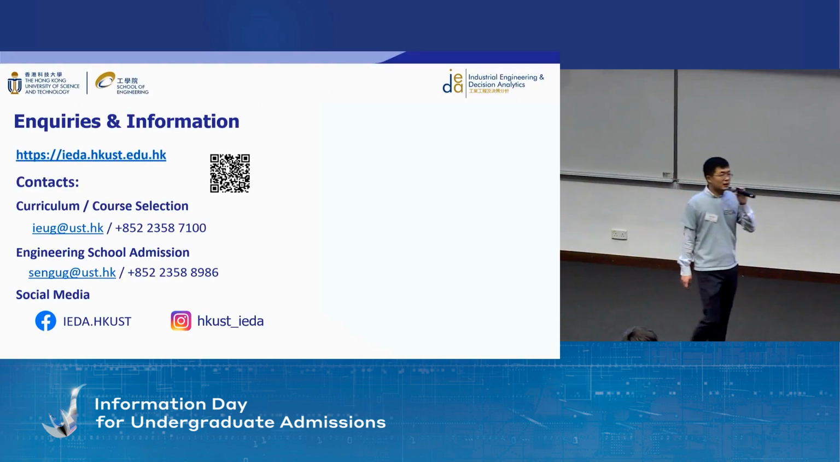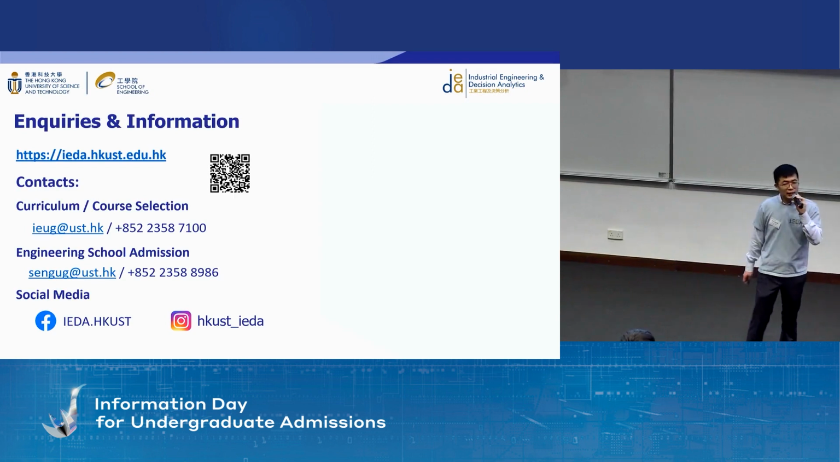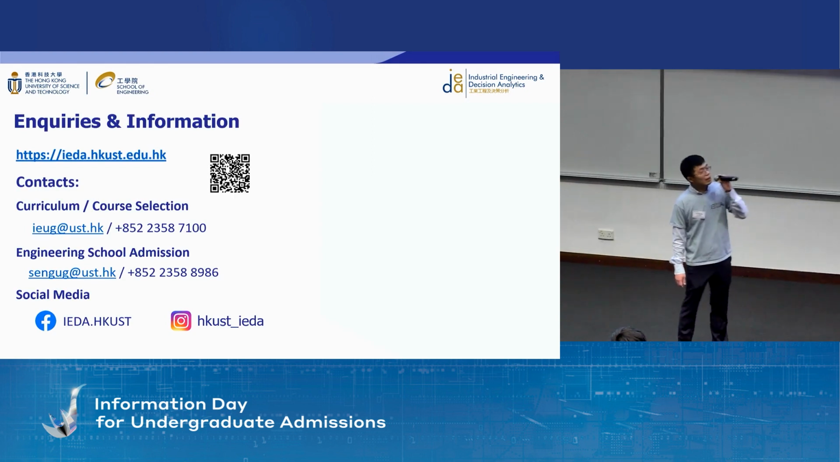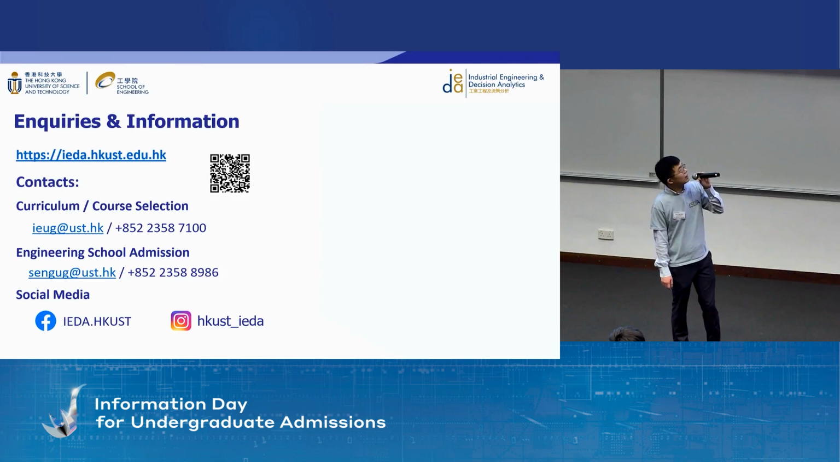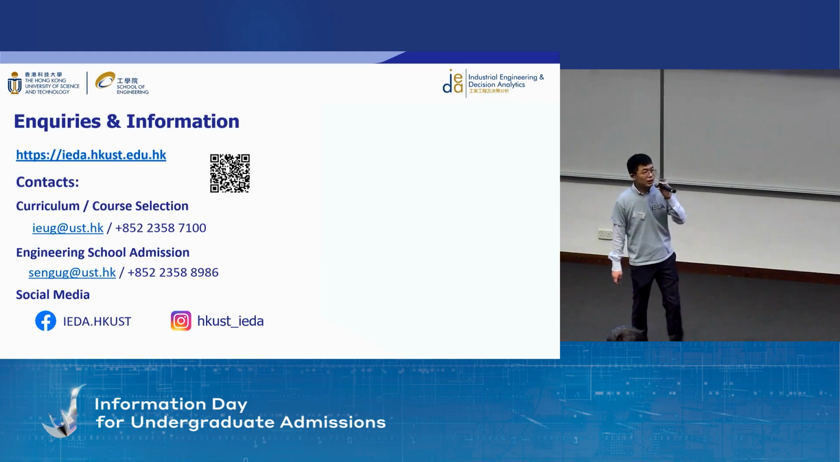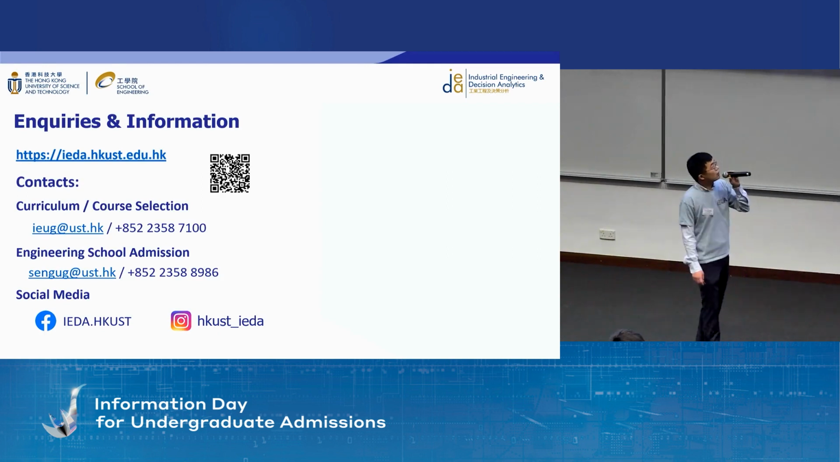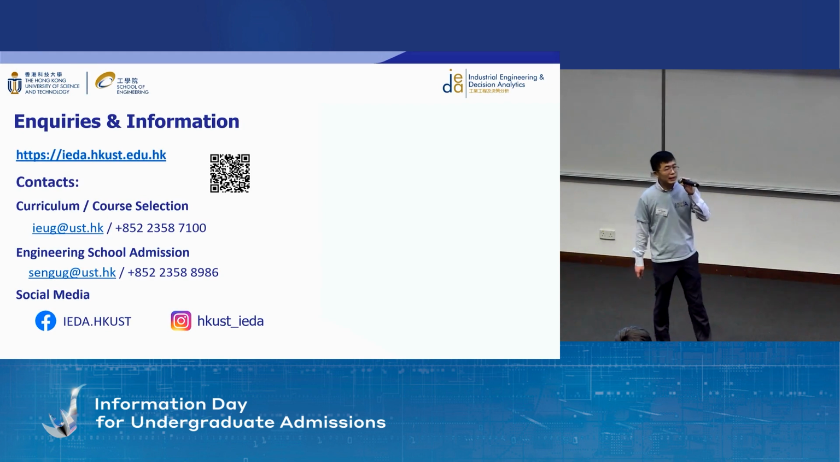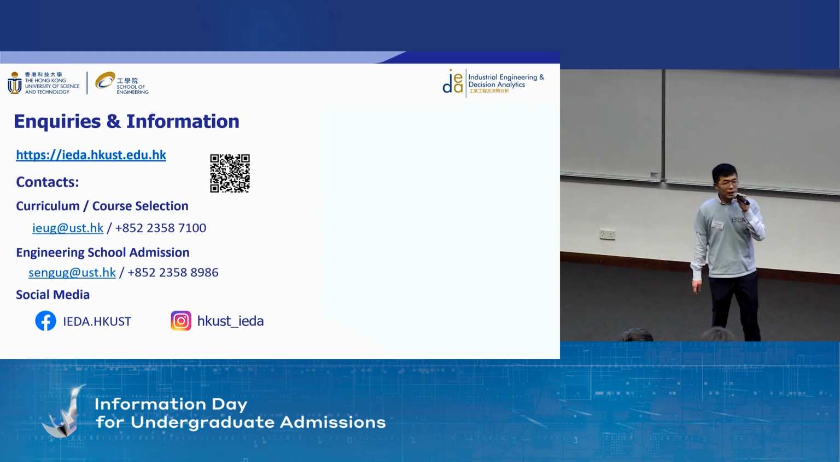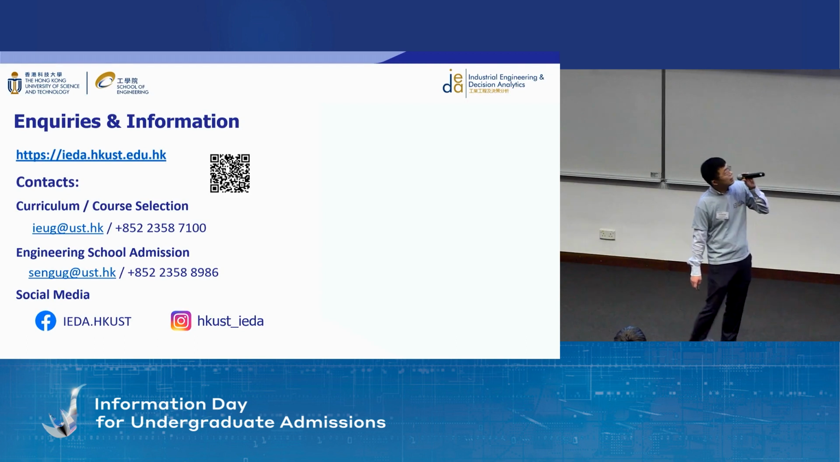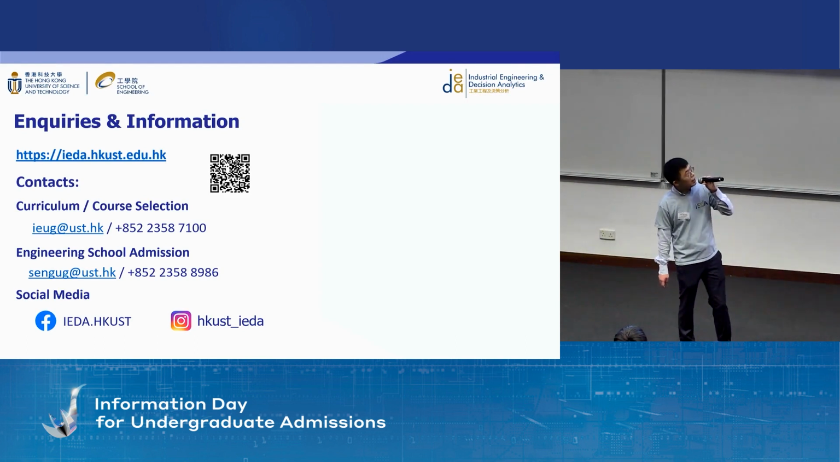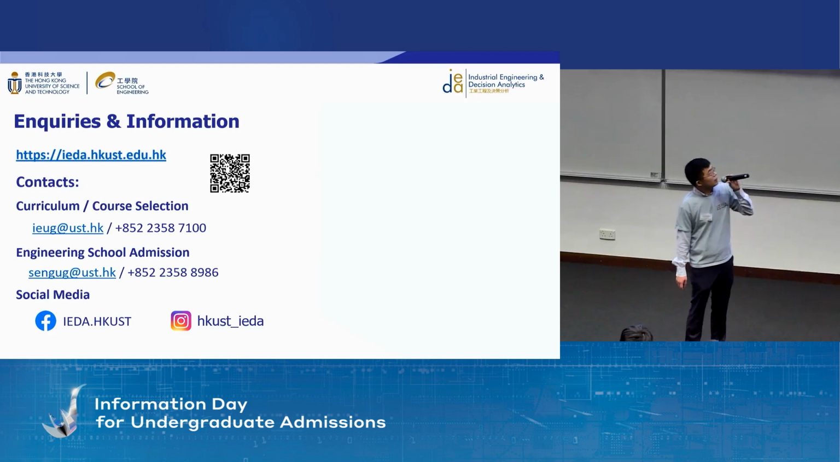So that's actually all I would like to share with you. If you wish to find out more about our department, here's our website address, and there is also a QR code you can scan to direct you to the website. If you have further questions or inquiries regarding the curriculum and the courses offered in our department, you may send an email to IEUG, the Industrial Engineering Undergraduate Program, and also you can call the number here.